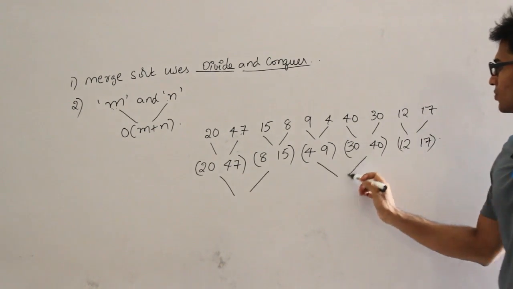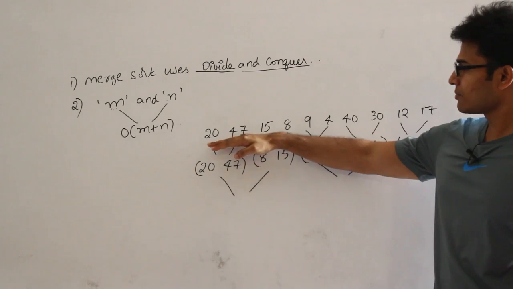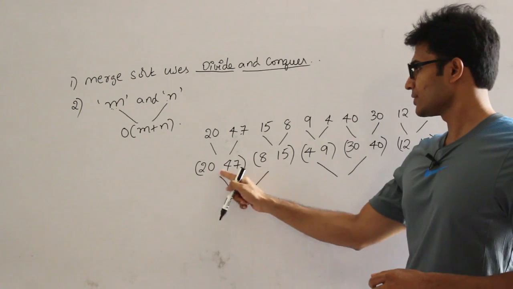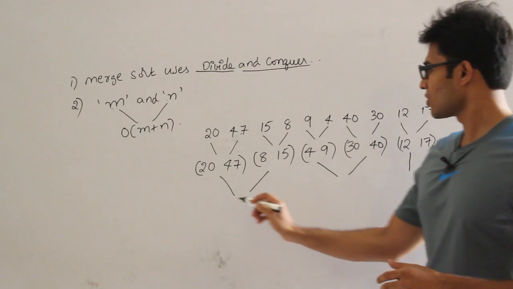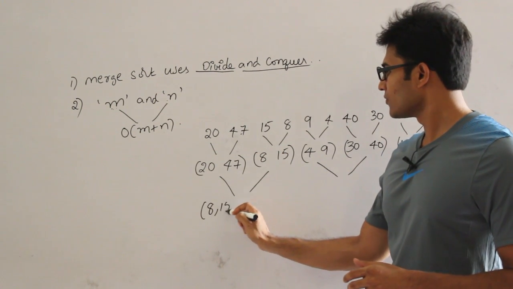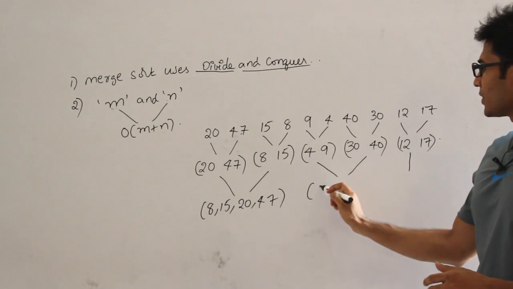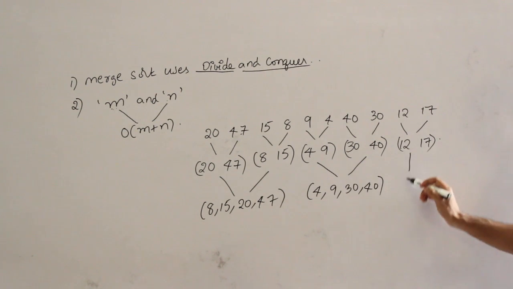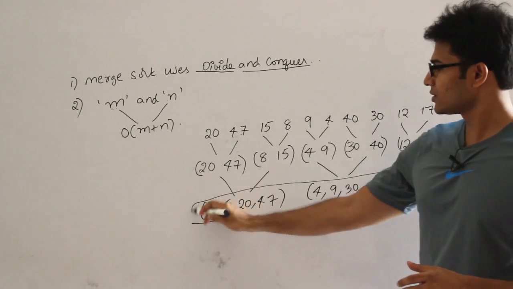Now again I will do two-way merging. These two will be merged, these two will be merged, and there is nothing to be merged with the last one, therefore it will be directly written. So this is the order after the first pass. After the second pass, this list and this list will be merged into a single sorted list. If I merge these two, what do we get? 8, 15, 20, 47. If I merge the next two, I get 4, 9, 30, 40. The last one stays 12 and 17. Therefore this is the answer. After two passes, this is the order in which we have the elements.